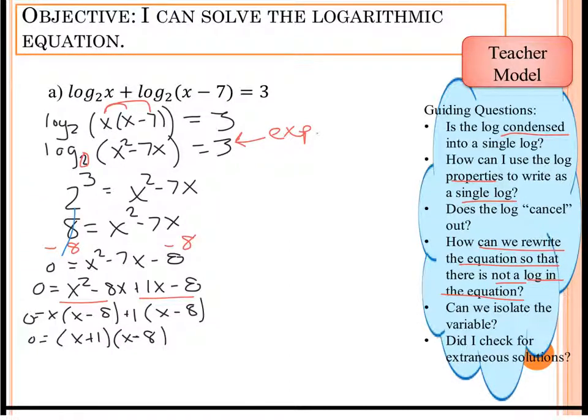It's a minus sign. So setting each factor equal to 0 and solving, if I set x plus 1 equal to 0, I'd have to subtract 1 from each side, so that would give me x equals negative 1. And x minus 8, I'd have to add 8 to both sides. So my two answers that I have are negative 1 and 8.